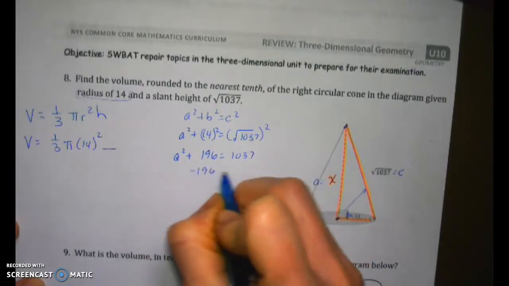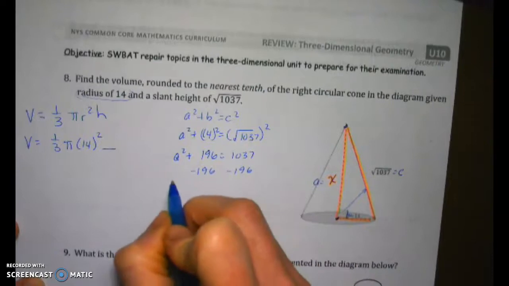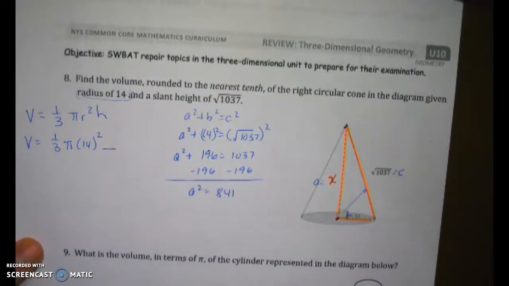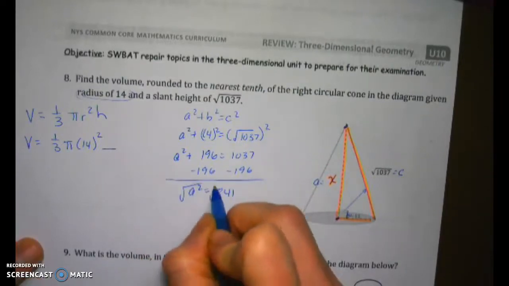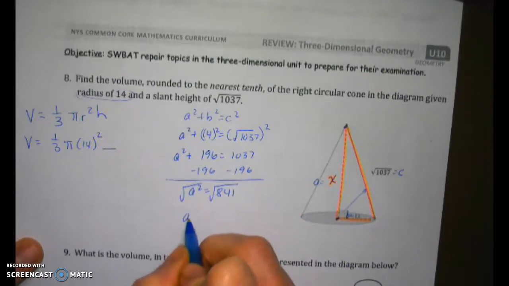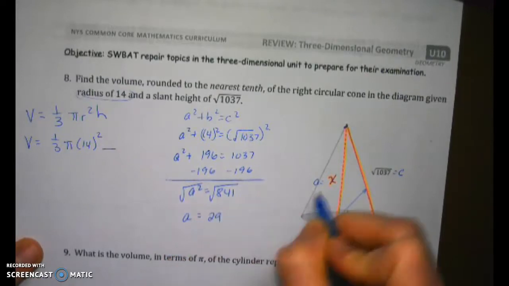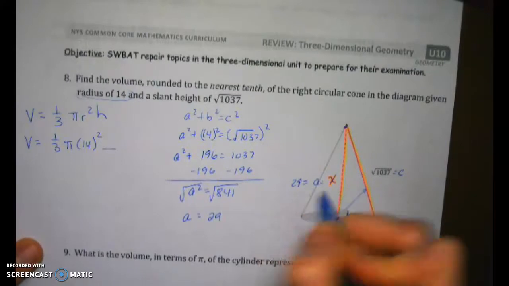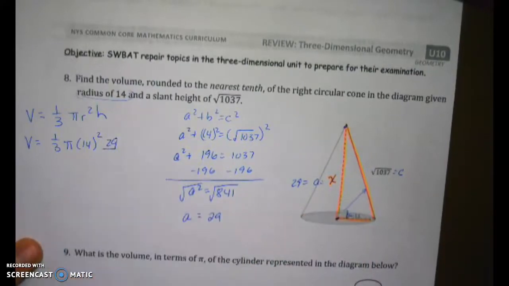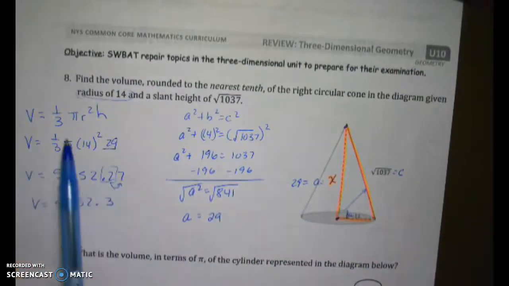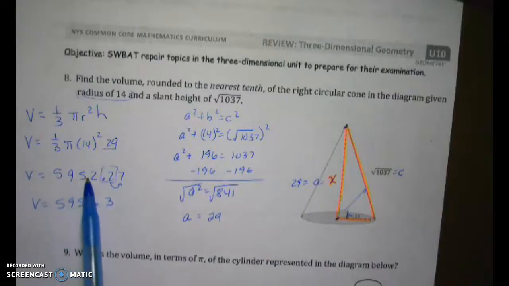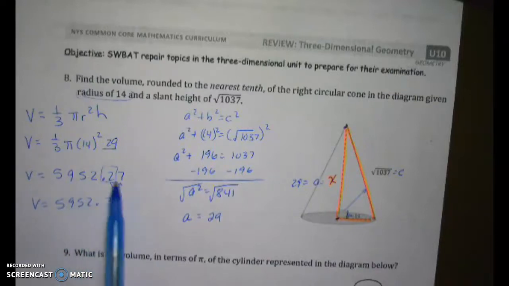You're going to subtract 196 from both sides, which is 841. Then we're going to take the opposite of squaring, which is the square root of both sides, and we get a to be 29. And now you can fill that into your formula, and I will meet you at the answer. Okay, when you type that all into your calculator, you should get 5,952.27. We're rounding to the nearest tenth, so since the next number is 5 or more, we round up to 3.